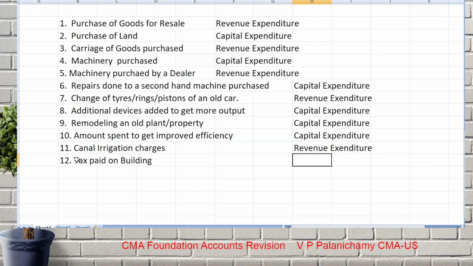Tax paid on building, like corporation tax, municipal tax and the like. Revenue expenditure. If it is paid for more than 1 year, then they will take it as deferred revenue expenditure and the like.